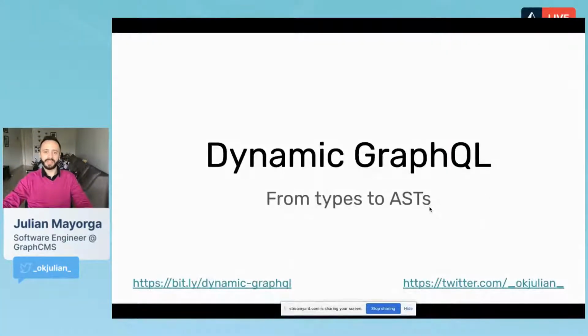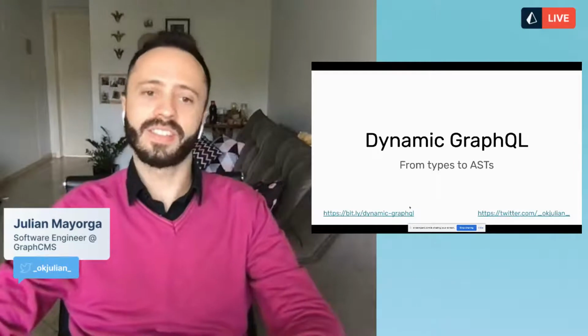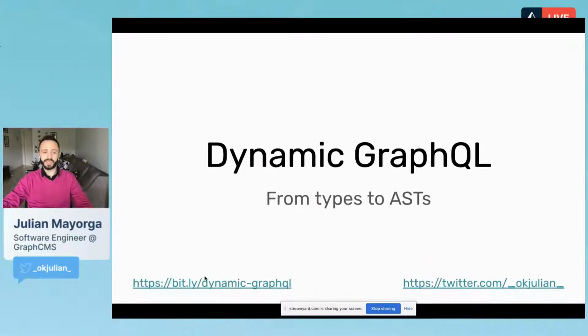You should be looking at the title of the talk, which is Dynamic GraphQL, from types to ASTs. There's a website URL with the talk, so feel free to check it out. And there's also my Twitter handle there, which is hard to show when links are underlined. It has some underlines first and last. But let's get started.